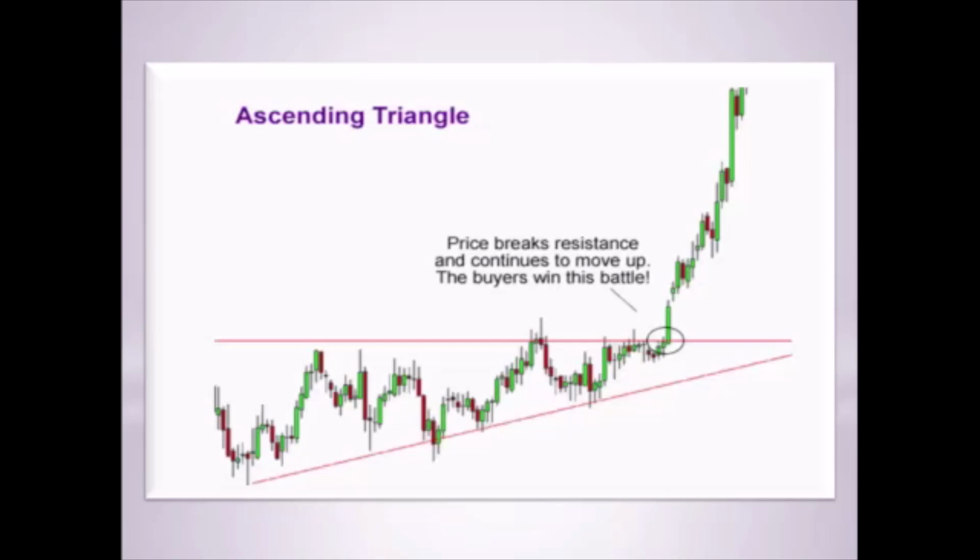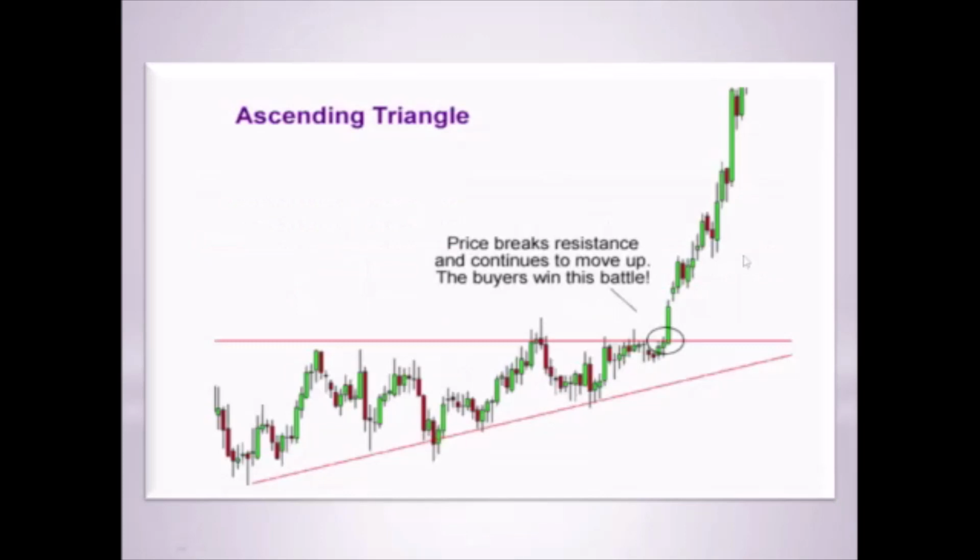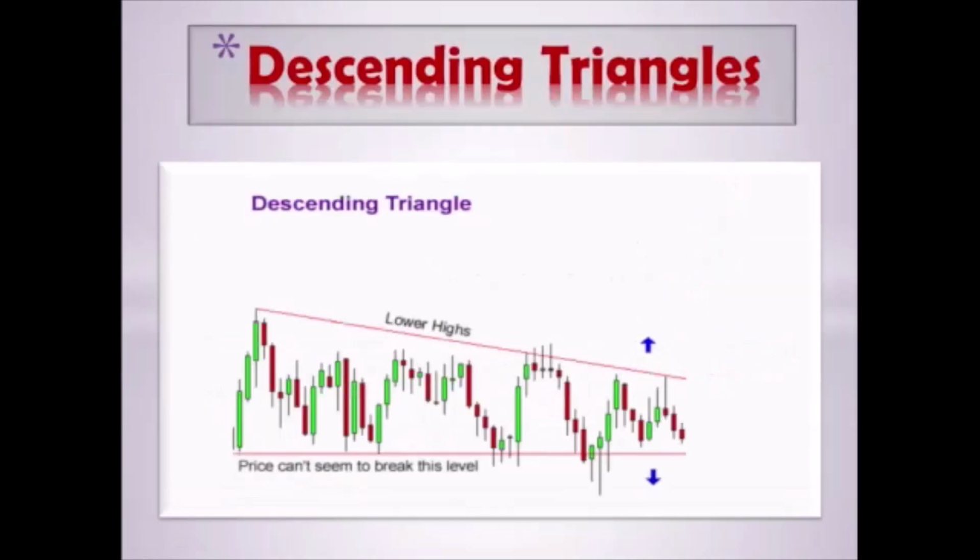Now, as you probably guessed, descending triangles are the exact opposite of the same thing that you see over here. This is the ascending triangle, and if you look at the action that has happened, it says the price breaks resistance and continues to move up. In this case, the buyers win the battle. So that is what we explained before, that because of the uptrend, looking at where the market moved from, you could see that the market is headed towards the upside of the trend. You could see over here the market broke and made its way up to the very highs over there.